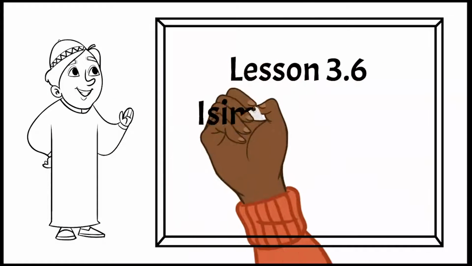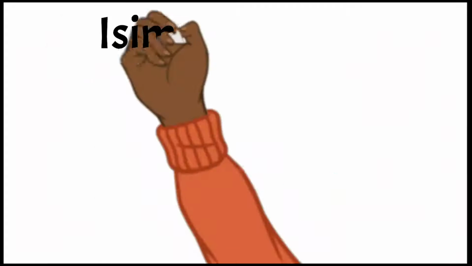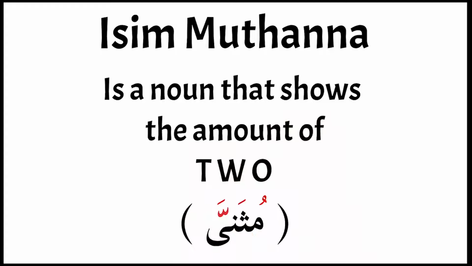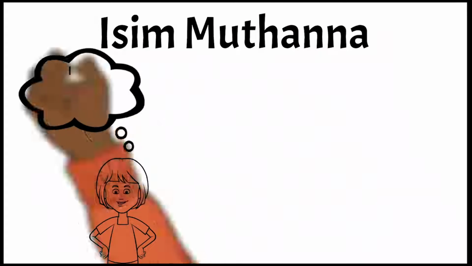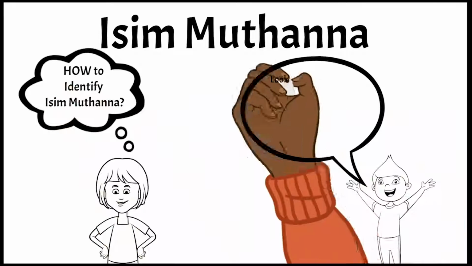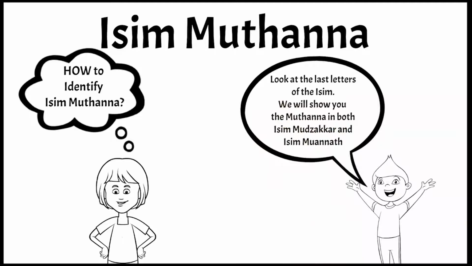Lesson 3.6 Isim Muthanna, noun of two. Isim Muthanna is a noun that shows the amount of two. How to identify Isim Muthanna? Look at the last letters of the Isim. We will show you the Muthanna in both Isim Mudhakkar and Isim Muannath.